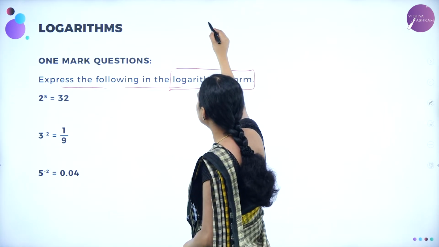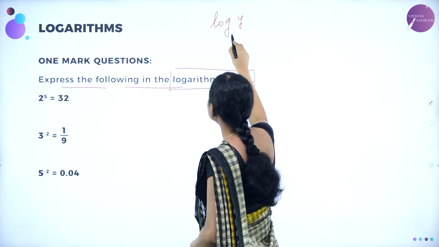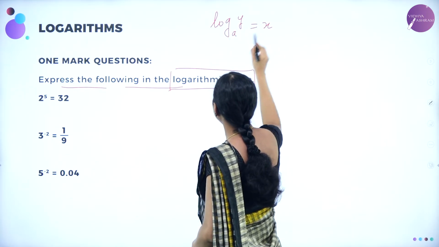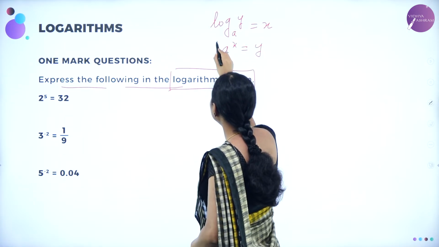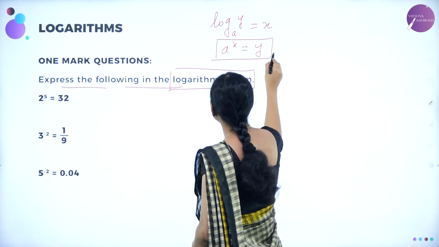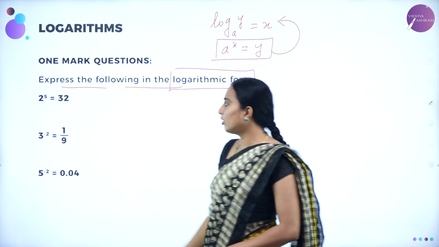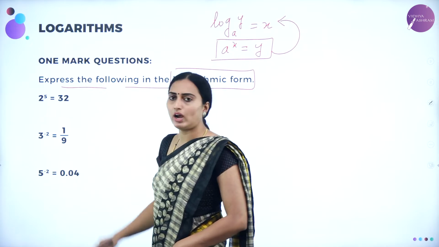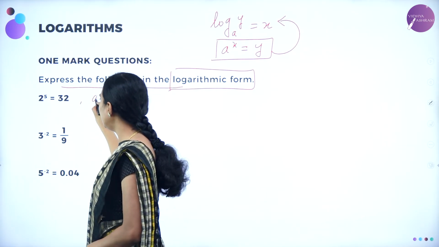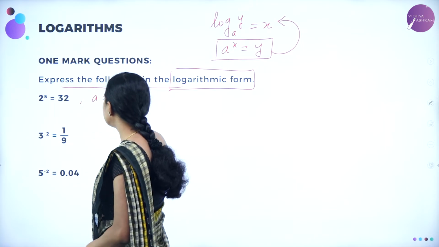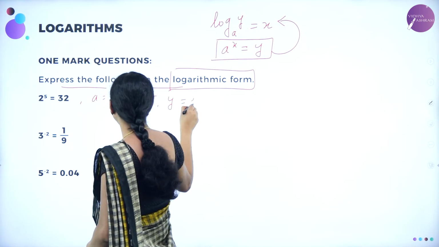If log y to base a is equal to x, you are going to write it as a power x is nothing but y, correct? So if a power x is nothing but y, I can write according to the logarithm like this. Accordingly, a power x is equals to y. So a is nothing but 2, x is nothing but 5 and y is nothing but 32.